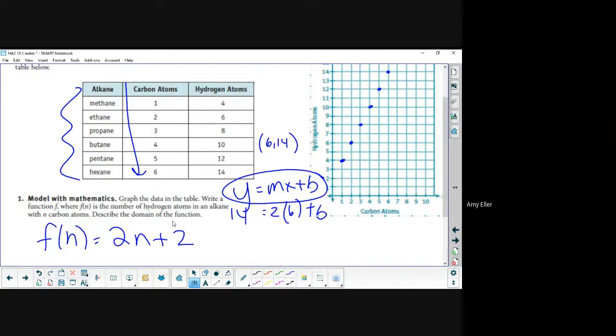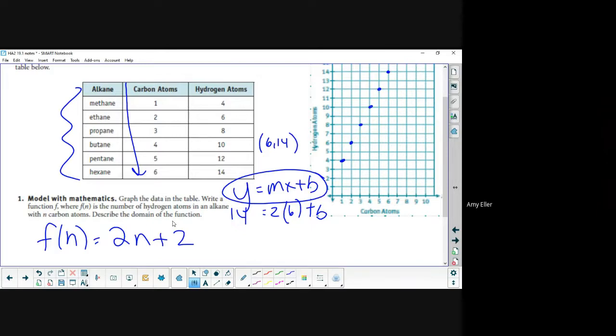Let me read the next paragraph. Any function where the domain is a set of positive consecutive integers forms a sequence. Consecutive means after the other, we're not skipping any. The values in the range of the function are the terms of the sequence. When naming a term in a sequence, subscripts are used. Do we know what subscripts are? Good. Subscripts are used rather than traditional function notation.